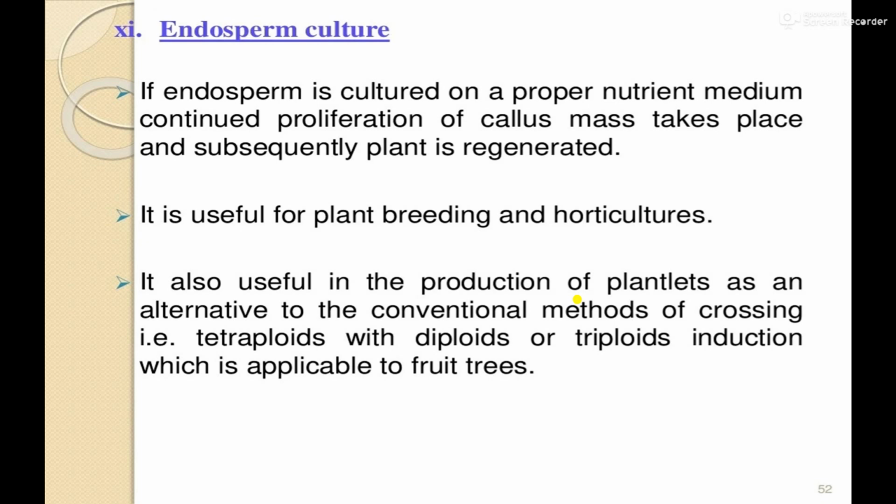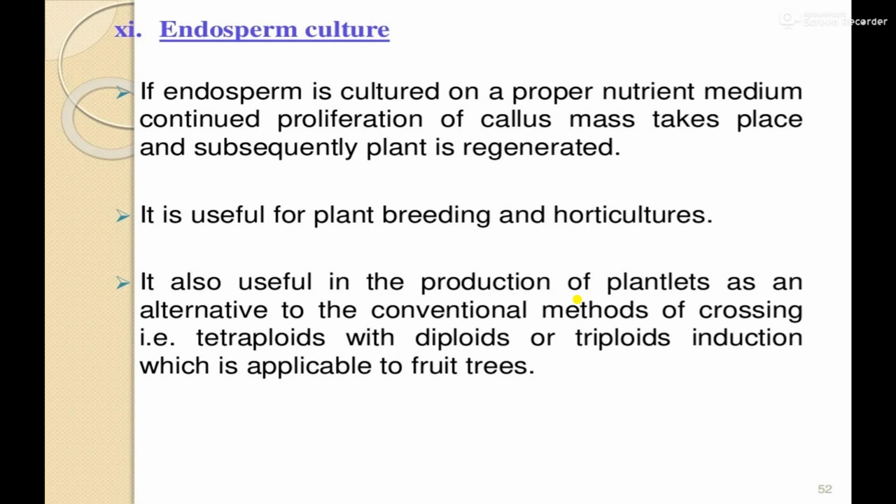Then endosperm culture. In that, if endosperm is cultured on a proper nutrient medium, continued proliferation of callus mass takes place and subsequently the plant is regenerated. It is useful for plant breeding and horticulture. It is also useful in the production of plantlets as an alternative to the conventional methods of crossing, that is tetraploids with diploids or triploid induction, which is applicable to fruit trees. These are the endosperm culture.